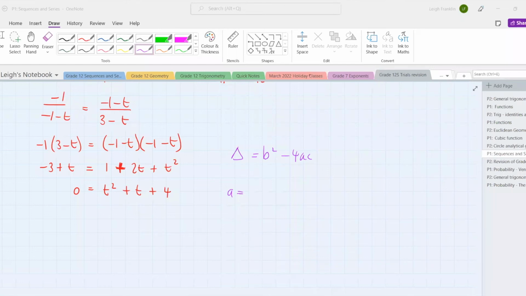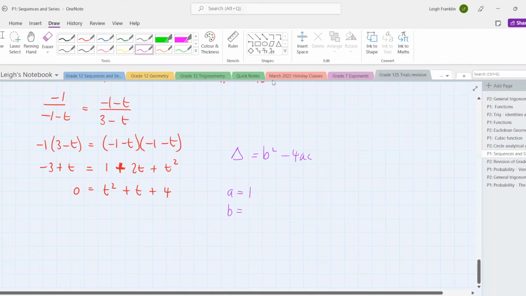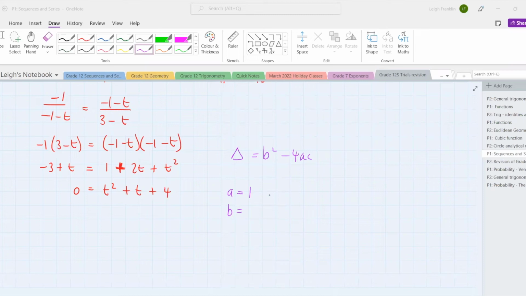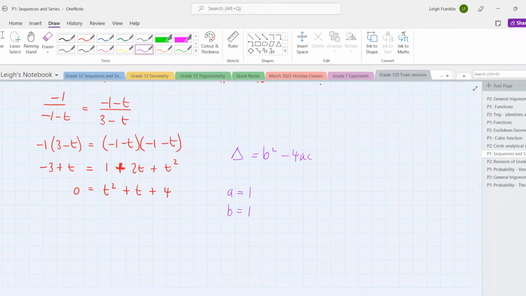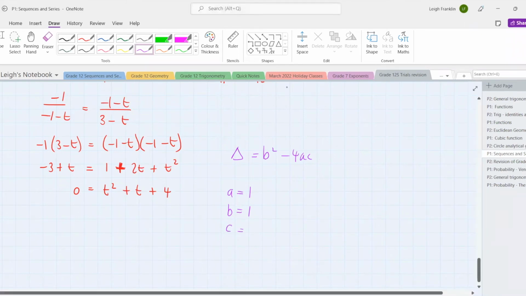Cool, Tisha, that's right. What's the value of B? Okay, B is also equal to 1. So A is the coefficient of the t squared term, B is the coefficient of the t term, and C in this case is going to be equal to 4.